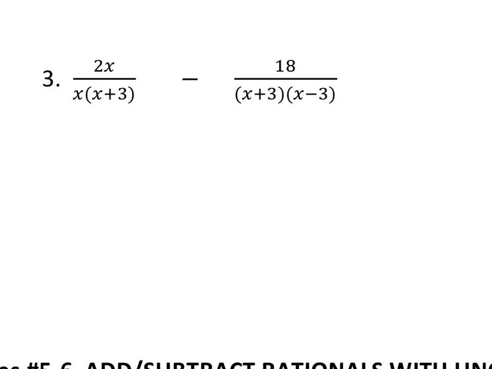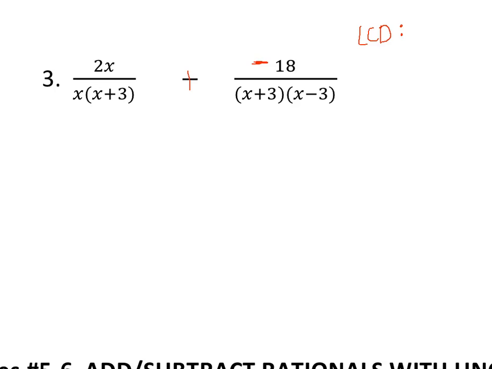Okay, moving on to number 3, let's write down what our LCD is. This is a subtraction problem, but again, a subtraction problem is just an addition problem if you distribute this minus to the 18. So let's change this to a plus and put the minus up here with the 18. Now it's just an addition problem, so we still need to get a least common denominator.